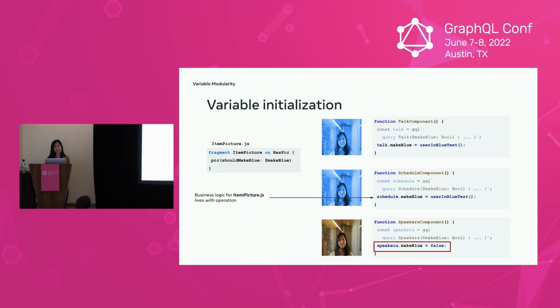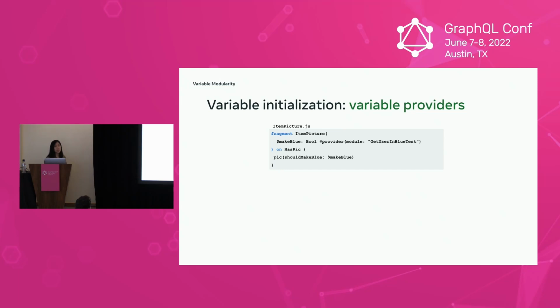The root of the mistake here is that every operation that may transitively spread item picture has to check its variables, and it has to know the business logic of those fragments, of those components. This forces item picture to be tightly coupled with these other files that don't even directly use item picture. It might be a grandchild that renders the item picture component or spreads the item picture fragment.